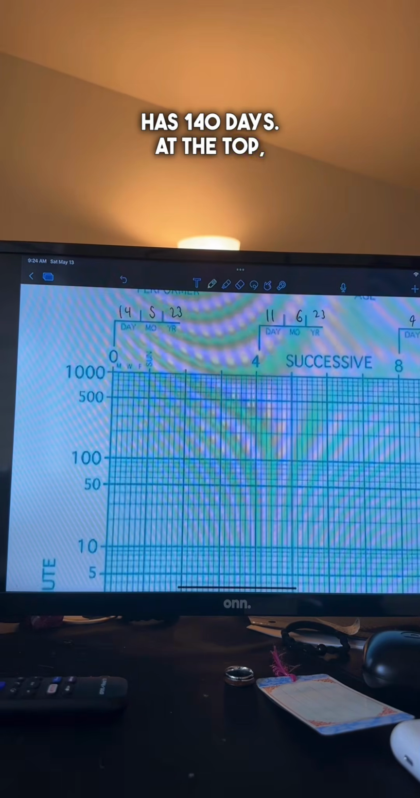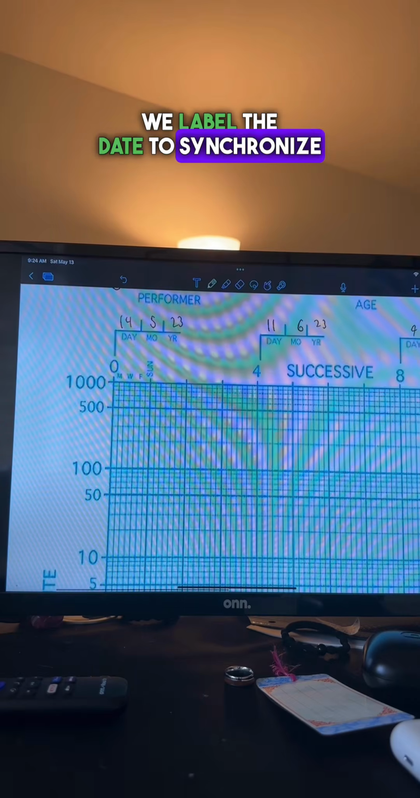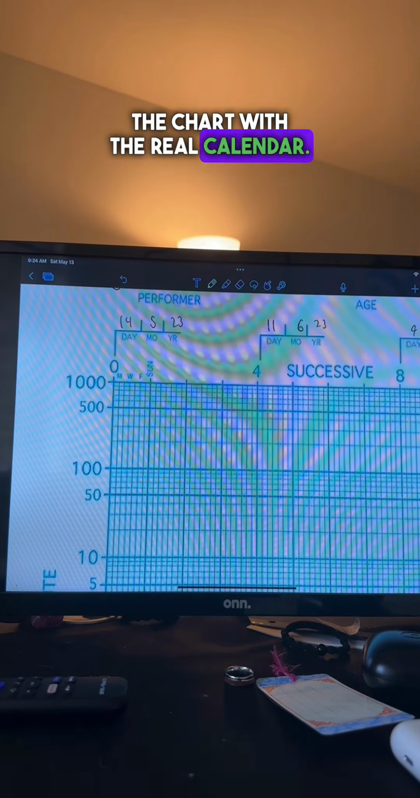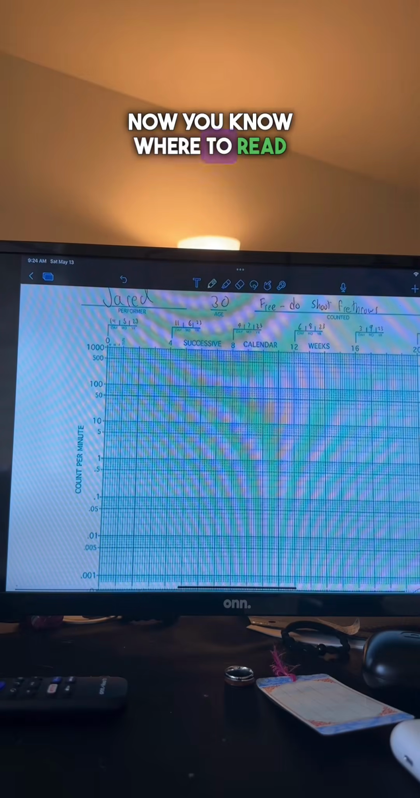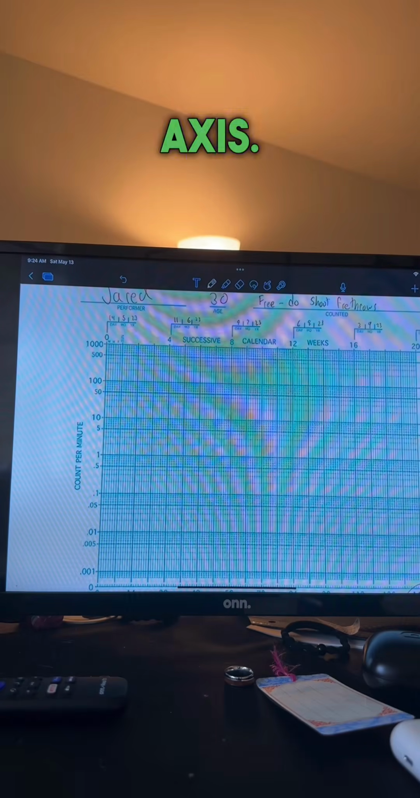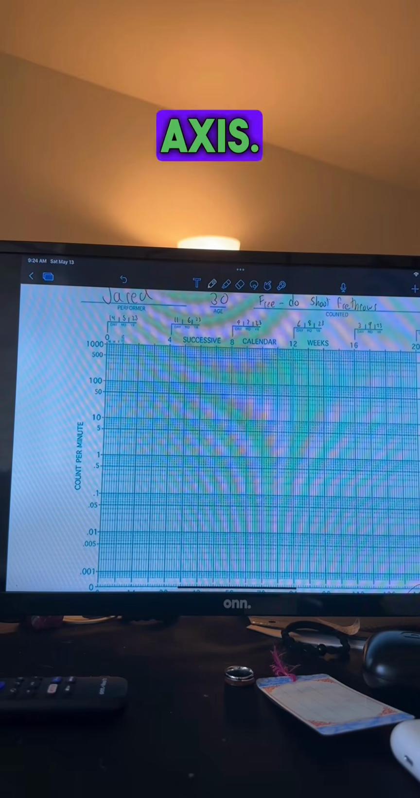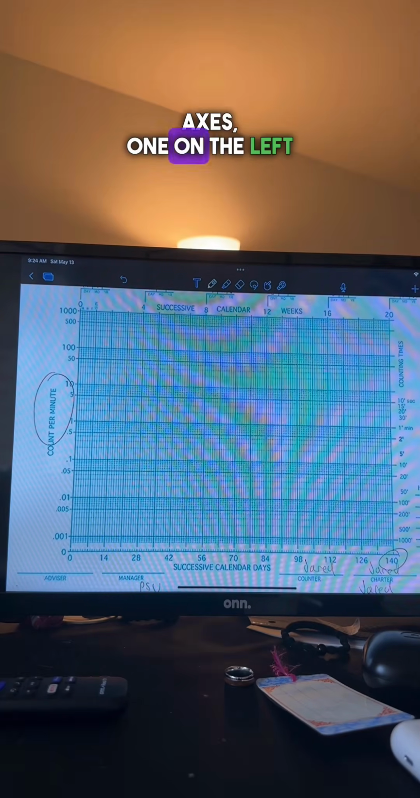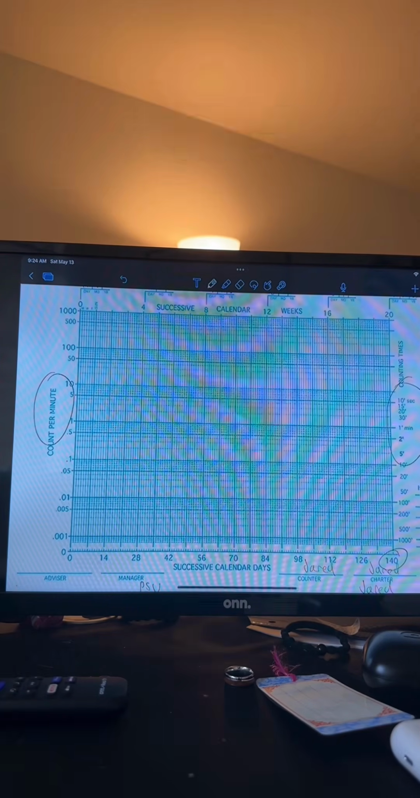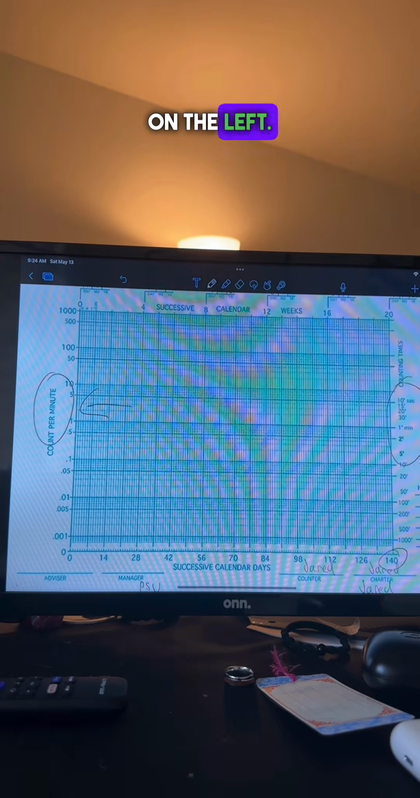At the top, we label the date to synchronize the chart with the real calendar. That is the horizontal axis. Now you know where to read what on that axis. Now let's move to the vertical axis. But as you can see, there are two vertical axes, one on the left and one on the right. Let's start with the one on the left.